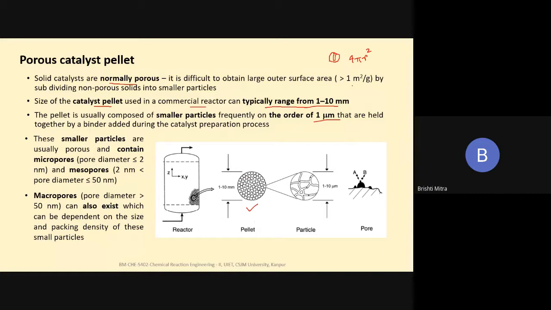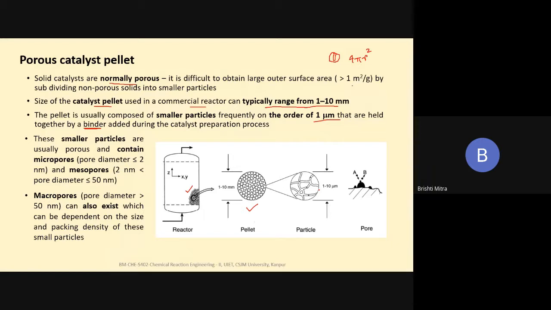If that does not give sufficient mechanical strength, we add a binder to it. If you remember, when we were talking about catalysis, the last few terms I discussed included this term called the binder. This binder helps to hold these catalyst particles together during pellet formation. These smaller particles are usually porous. If I blow up one such particle, this is what I get, and they have pores inside, just like it is drawn here.